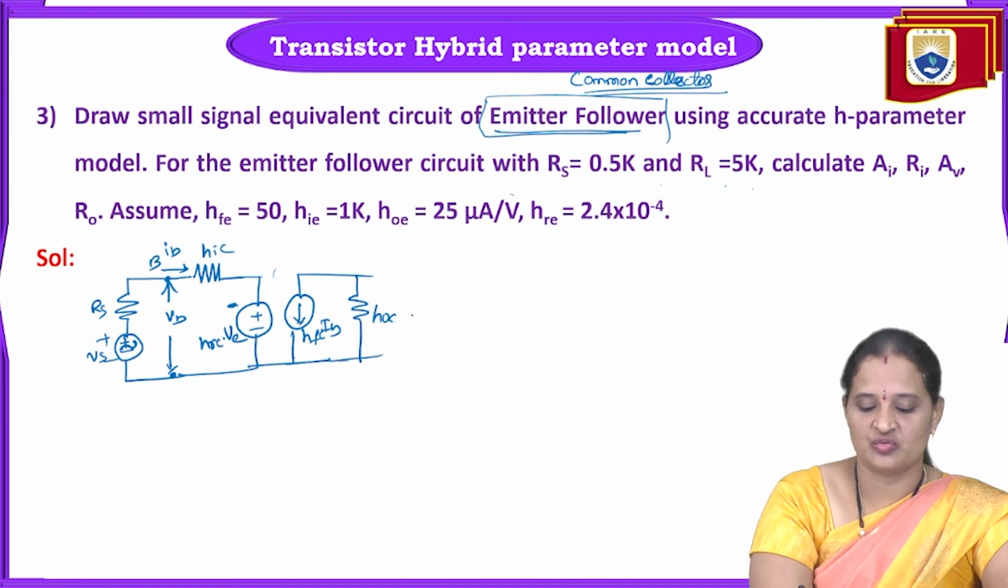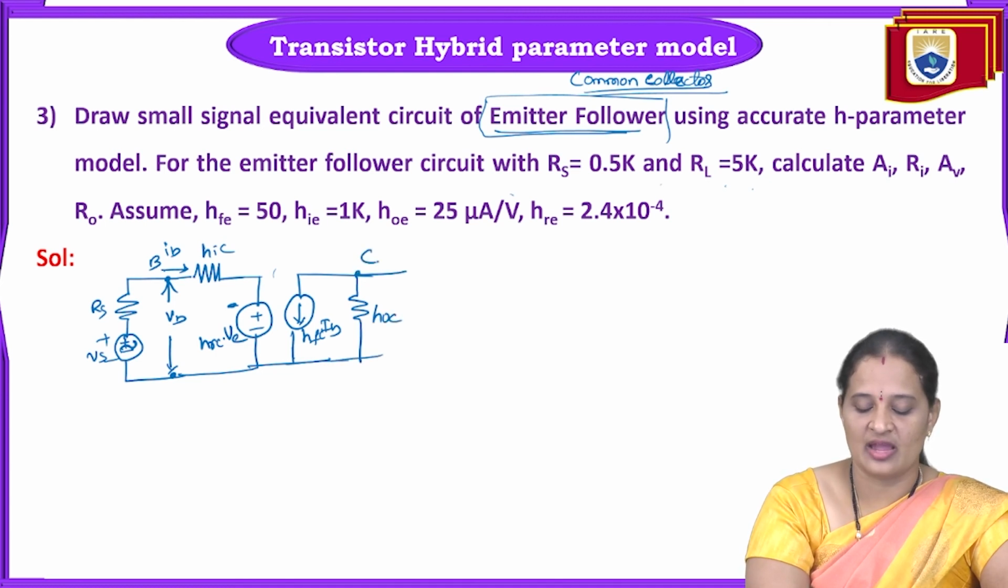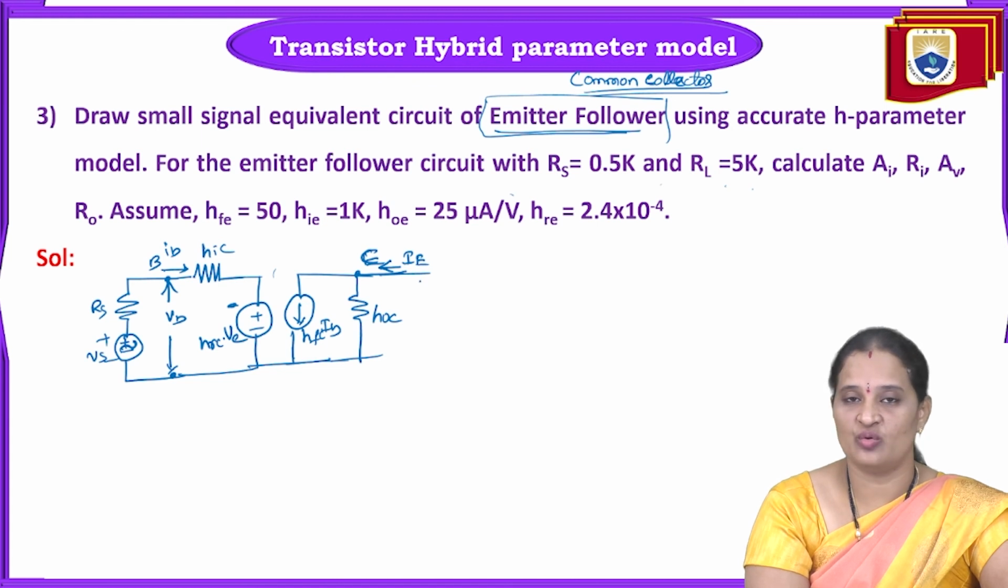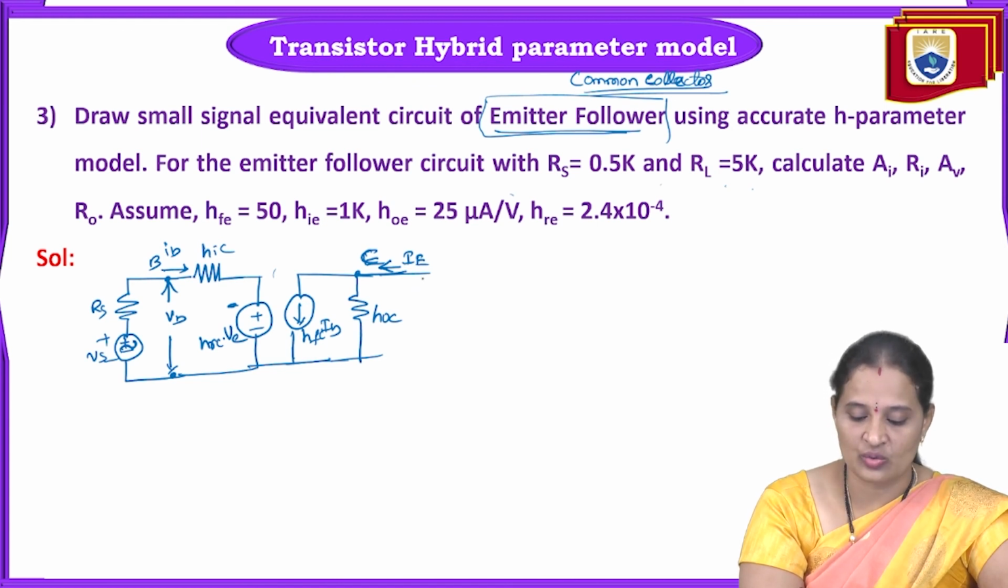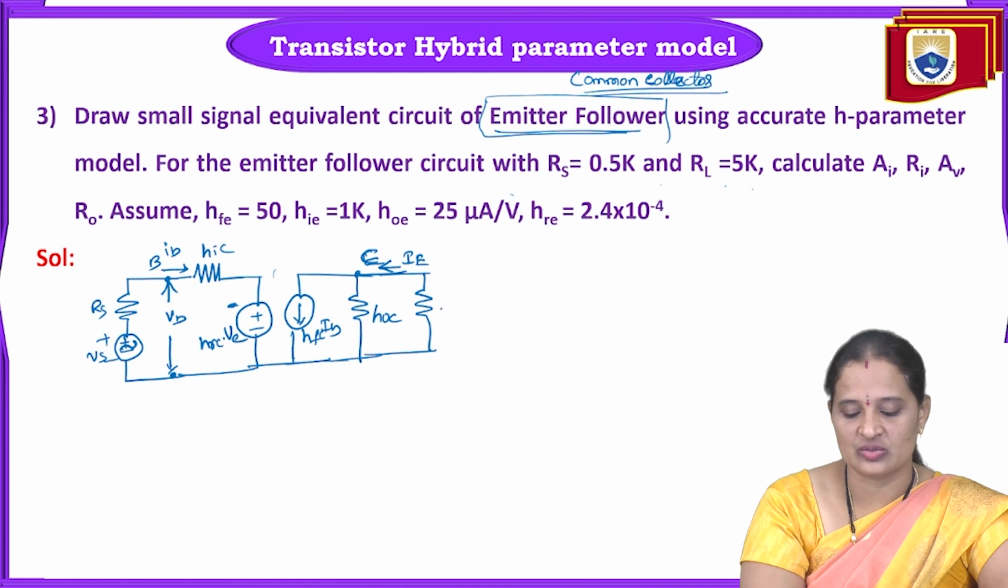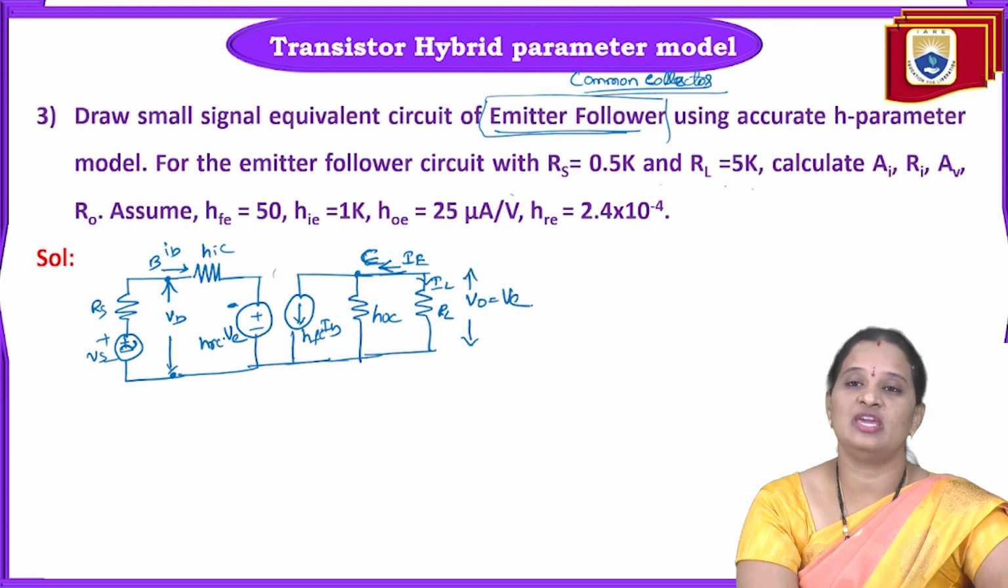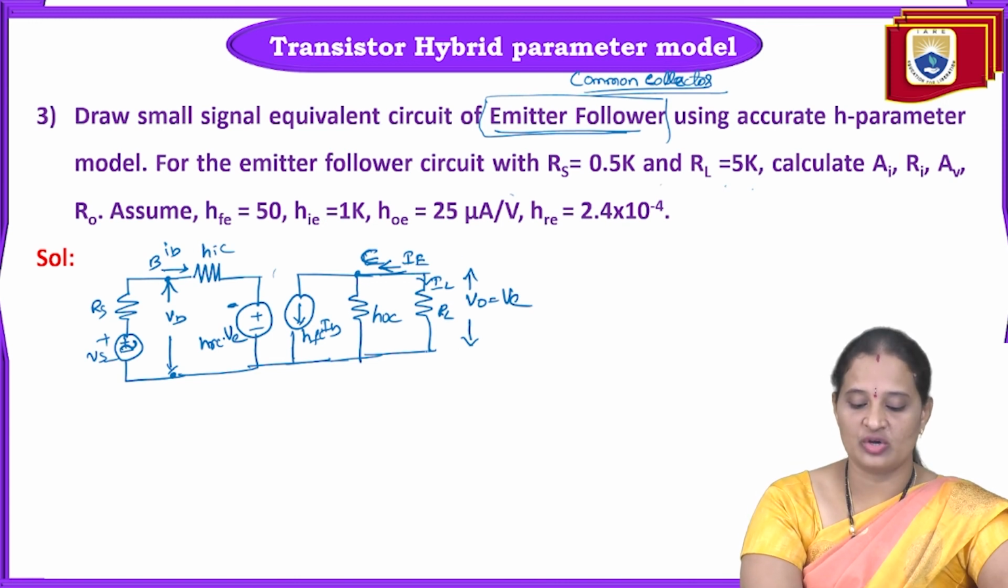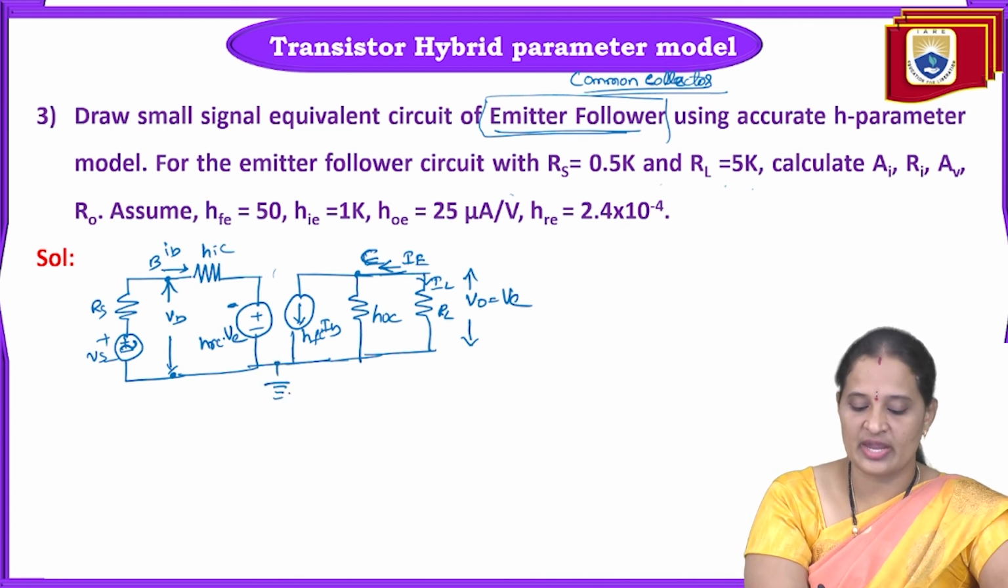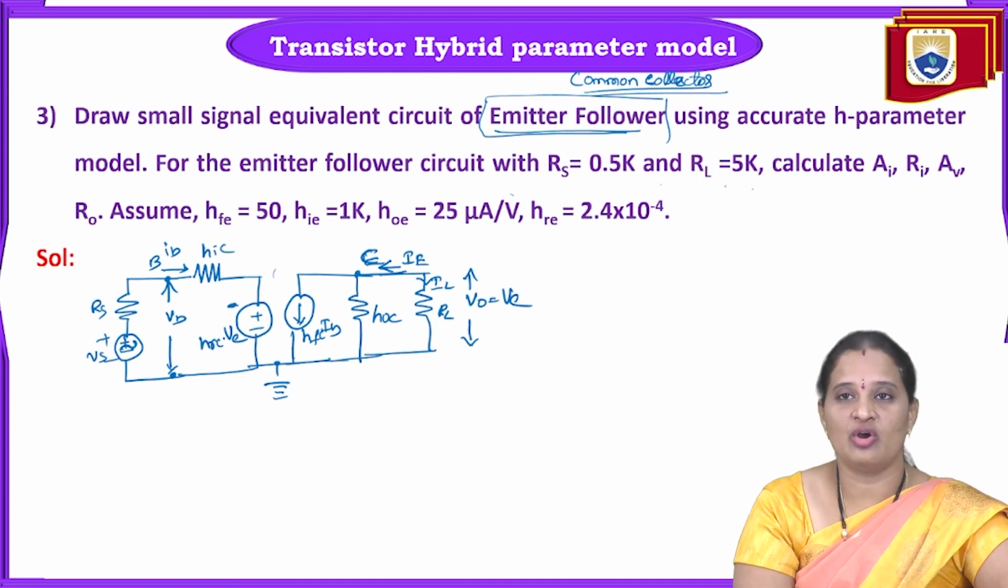We do have HOC, and this terminal is the emitter terminal, and the current flowing through this emitter terminal is IE. And even at the output side, we don't have any RE. So directly it is given RL. So RL is given, and here the current flowing through RL is IL, and the voltage measured across this one is V0, which is equal to VE, because we are measuring the output voltage across the emitter terminal. So this is the equivalent circuit of the emitter follower.